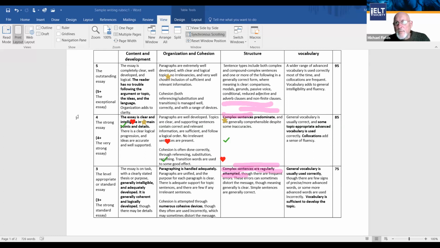Well, first, in 4, the complex sentences predominate. In 3, it's just that they're used, right? But then you've got this idea that although there are errors, it's all basically comprehensible, versus although there are errors, we see those errors sometimes distorting the message. Although the meaning's generally clear, the main ideas are still there.